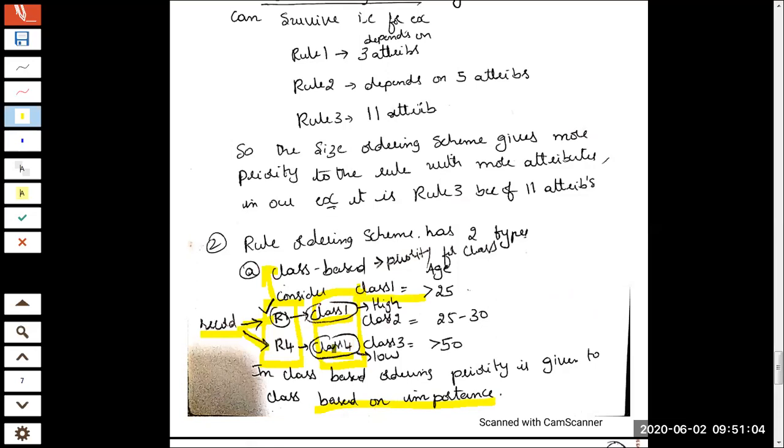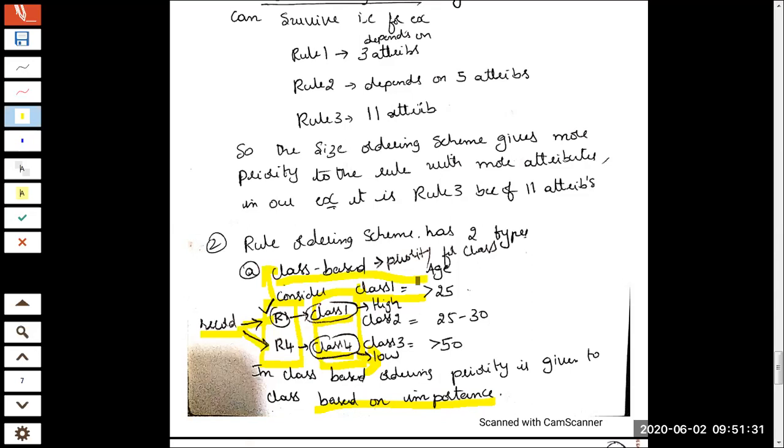There is some class which is not so significant, so make it low priority. So now, how will this conflict be resolved using this scheme, class-based priority? Please understand, we are assigning priority or rank to the class. That is why this scheme is called class-based priority.